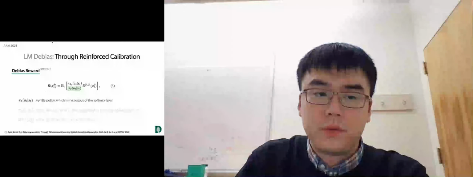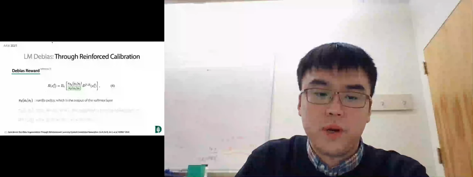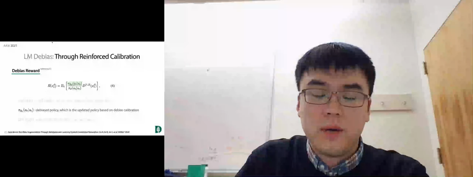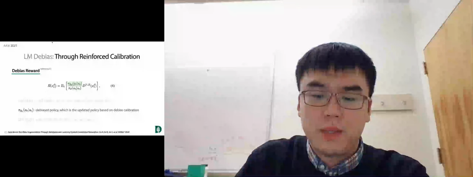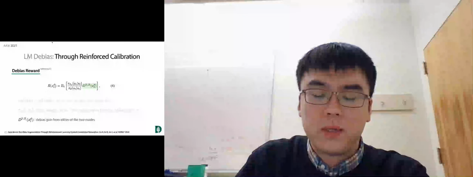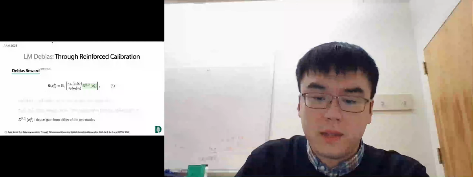We first introduce the debiasing reward. It's composed of three parts: vanilla policy, which is the output of the softmax layer; debiasing policy, which is the updated policy based on debiasing calibration; and debiasing gain from either of the two modes, word embedding debiasing and classifier-guided debiasing.